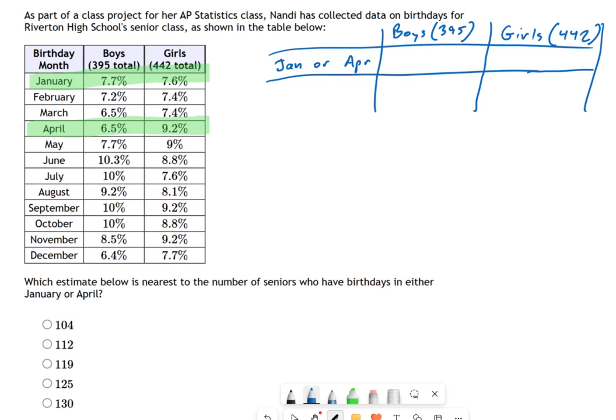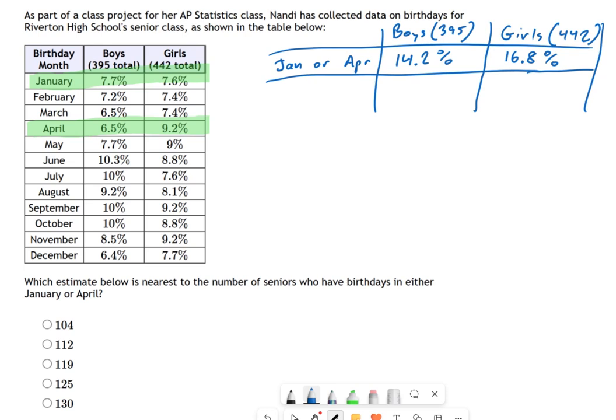So if I think January and April, what's that put together? Well, that's 7.7% plus 6.5%. So that's a total of 14.2%. And if we look at the girls, it's 7.6% plus 9.2%. So that's 16.8%. So a few more girl birthdays in these months than boy birthdays.